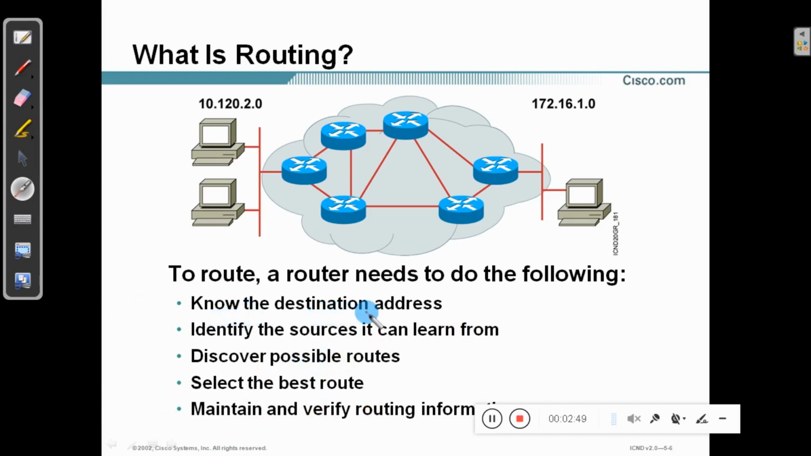First, it should know the destination address. Second, it has to identify the source it can learn from. Third, discover the possible routes to the destination. Fourth, select the best route, and maintain and verify the routing table periodically. That is what the router has to do.